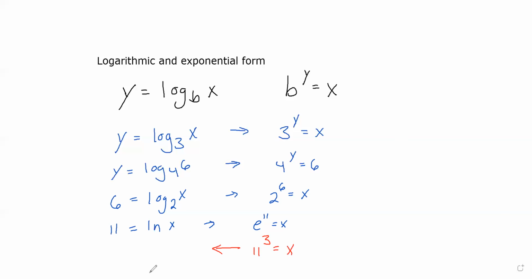To put it in log form, I like to start with log. My base is 11, so it's still log base 11. Now x, as you can see, will be in the log. Whatever the exponent is becomes the solution to this, so equals 3. So log base 11 of x equals 3. Let's look at another one. I'll do it over here, and then I'll do a couple more examples.